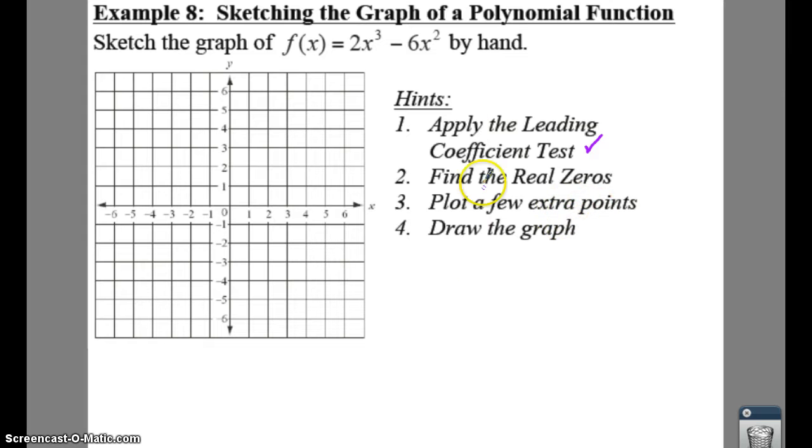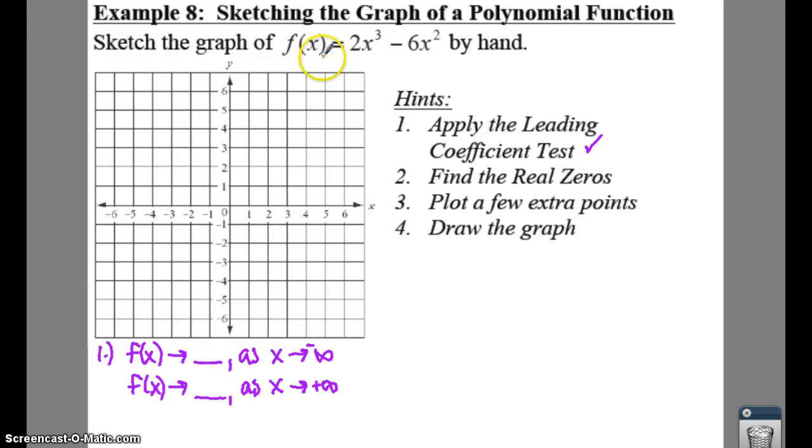So if we want to talk about our leading coefficient test, then we need to look at our end behaviors. So we're going to try to figure out what is your f of x doing as your x approaches negative infinity, and what is your f of x doing as your x approaches positive infinity.